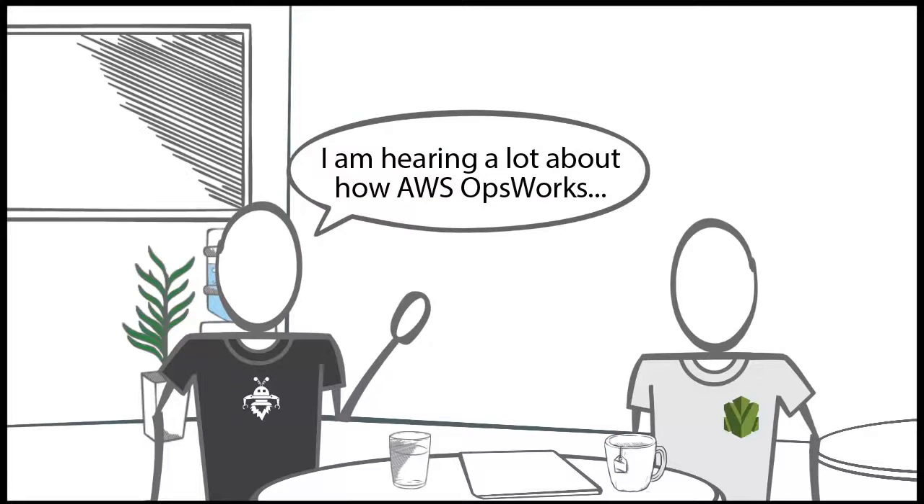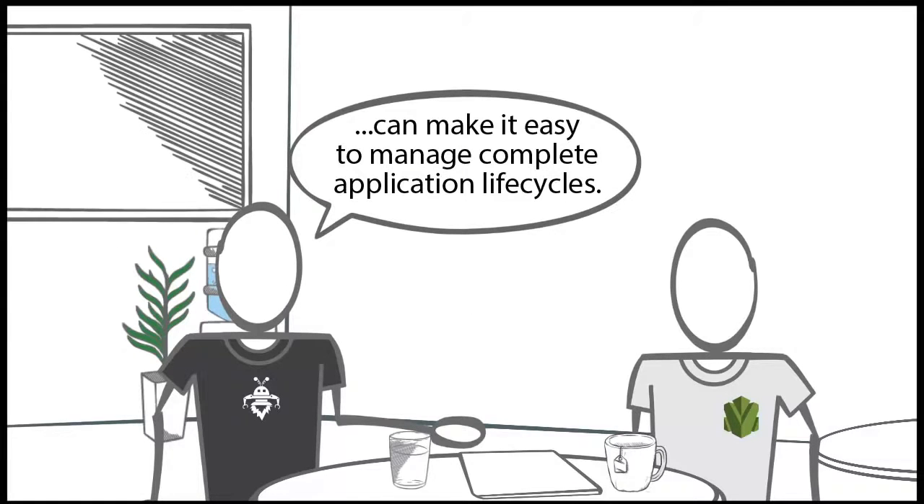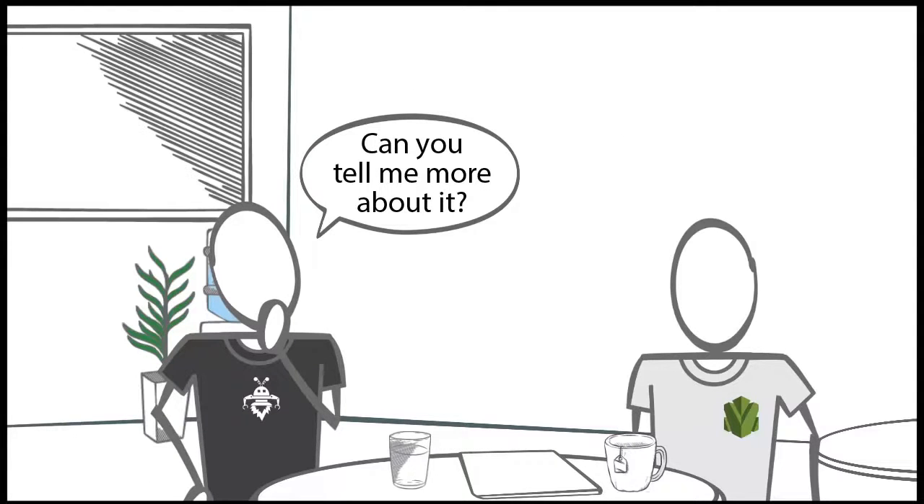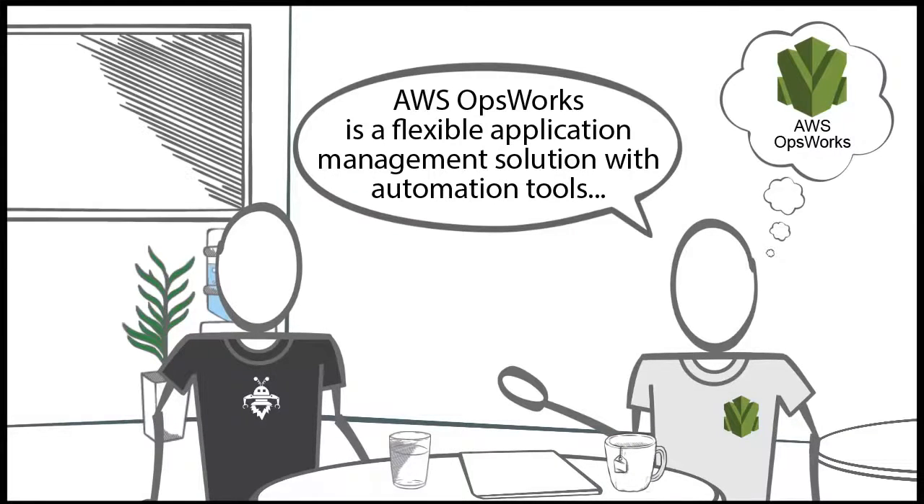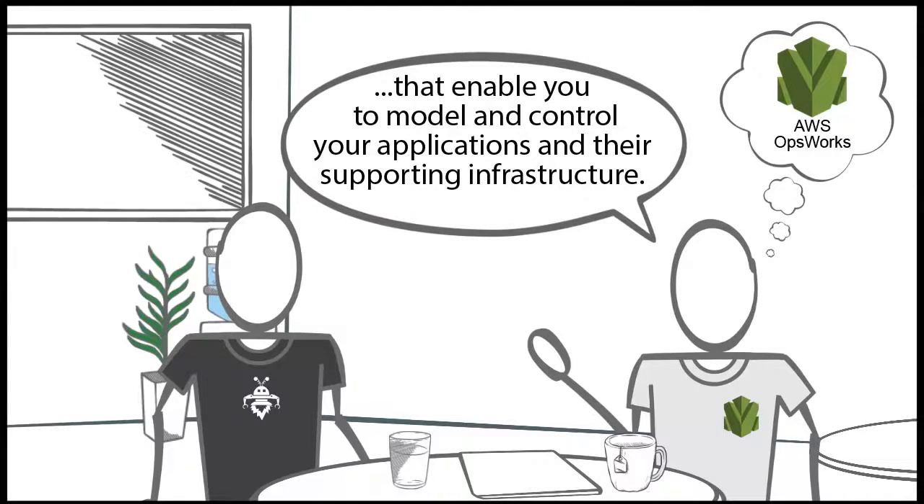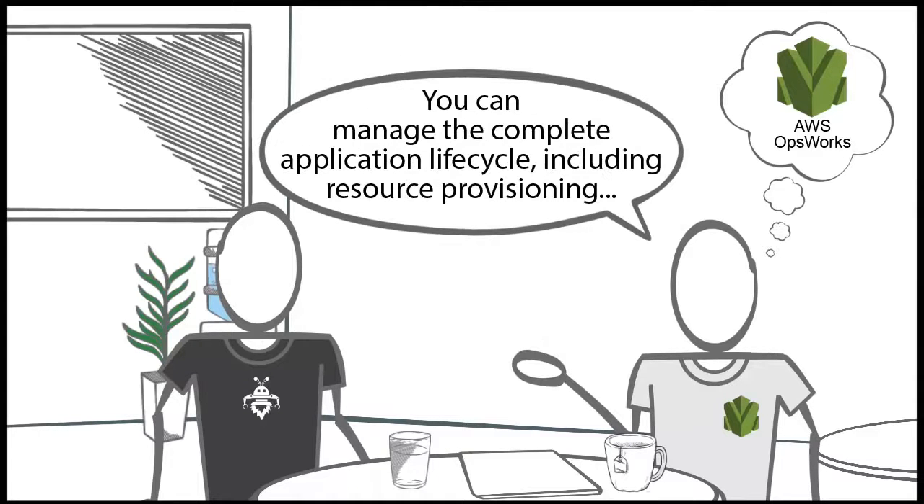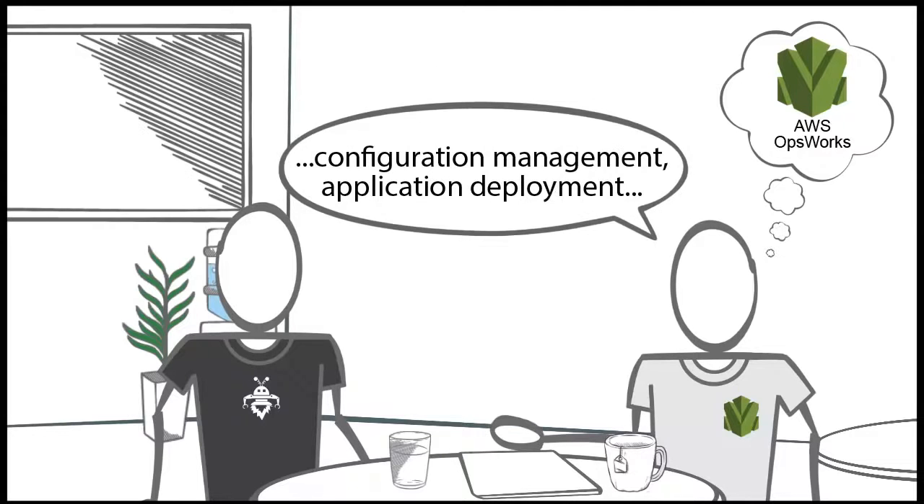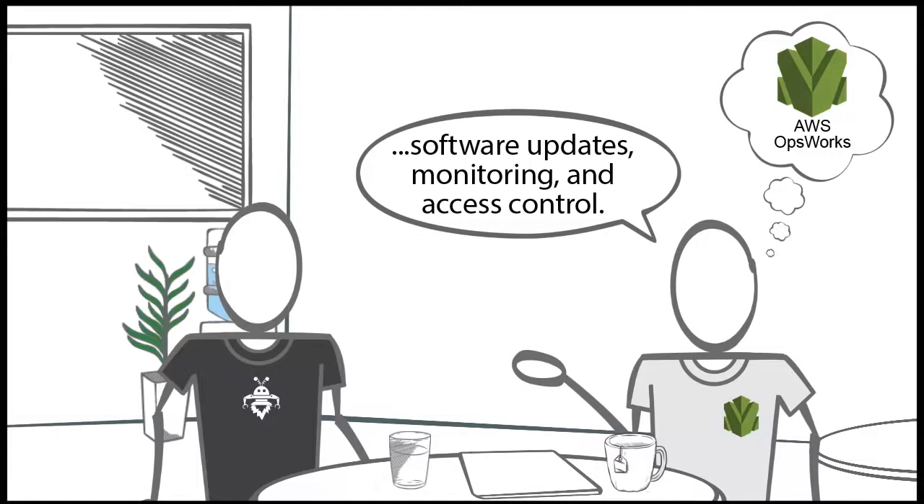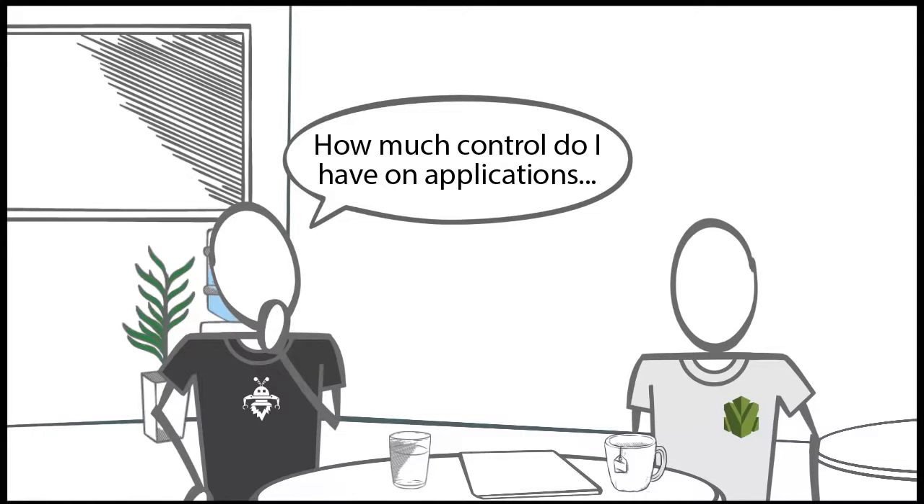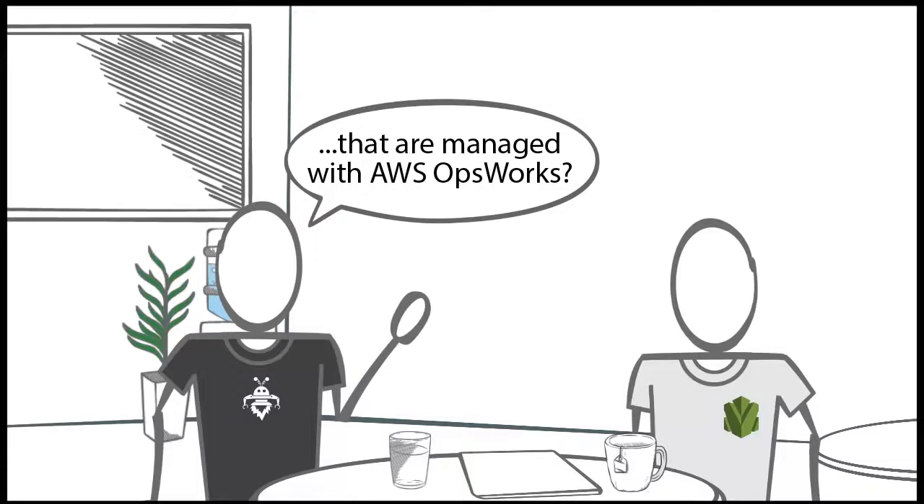I'm hearing a lot about how AWS OpsWorks can make it easy to manage complete application lifecycles. Can you tell me more about it? AWS OpsWorks is a flexible application management solution with automation tools that enable you to model and control your applications and their supporting infrastructure. You can manage the complete application lifecycle, including resource provisioning, configuration management, application deployment, software updates, monitoring, and access control. How much control do I have on applications that are managed with AWS OpsWorks?